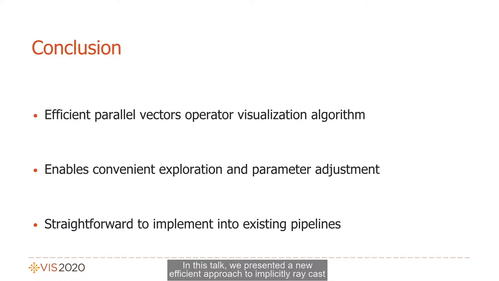In this talk, we presented a new efficient approach to implicitly raycast the parallel vector's operator. This enables the convenient exploration and adjustment of parameters and can improve the workflow. From our own experience, we think it is straightforward to implement our method into already existing extraction pipelines, where it can be used as an efficient preview before, if needed, an explicit extraction is made.